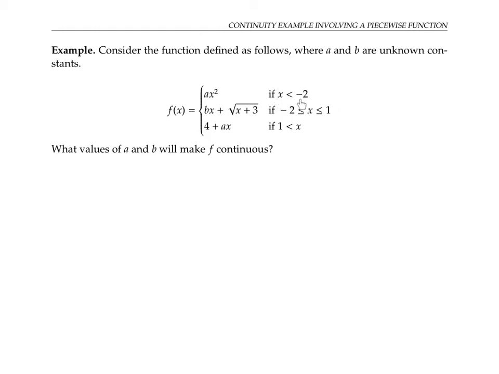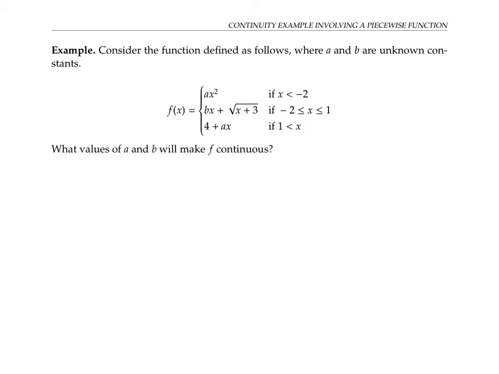If x is less than -2, f of x is defined as a times x squared. If x is between -2 and 1, including those endpoints, f of x is defined as the sum of a linear function bx and a square root function. And if x is bigger than 1, then f of x is defined as this linear function with slope a. Our challenge is to find values of a and b that will make this function f continuous.